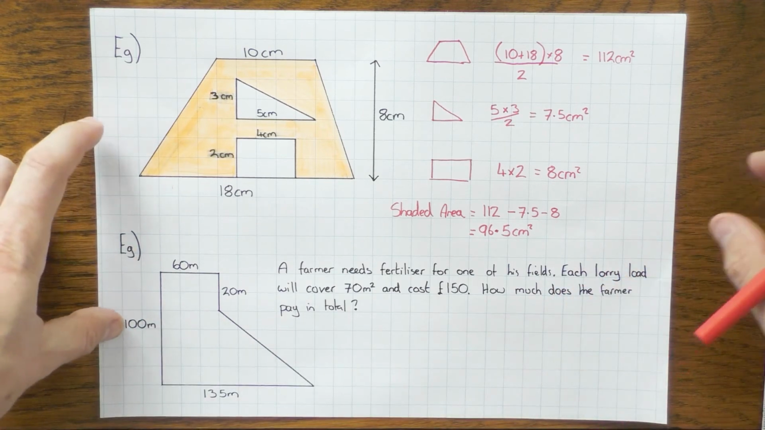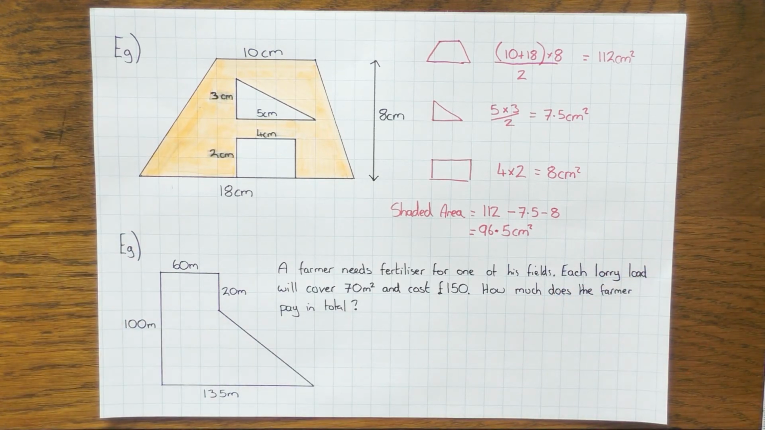And the last question here, what can it look like in the exam? This is just a little quick example. So a farmer needs fertilizer for one of his fields. Each lorry load of fertilizer will cover 70 metres squared and cost £150. How much does the farmer pay in total?